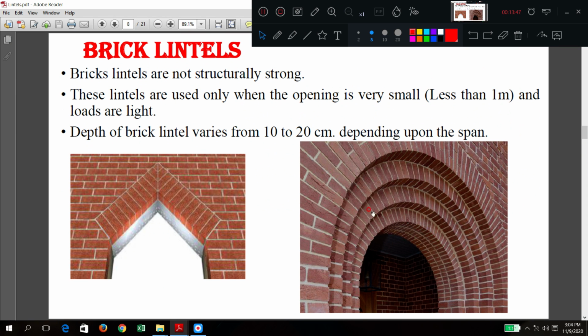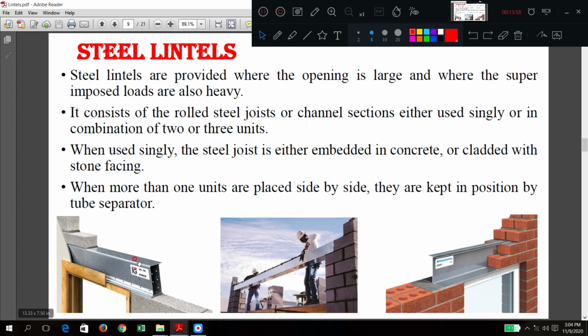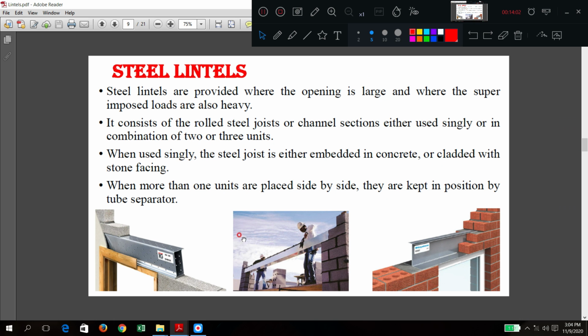Okay, here this is the arch. No, this is one pointed arch or Gothic arch which we have seen here. So here you can see steel lintels. Can you easily see steel lintels? The members used are steel.